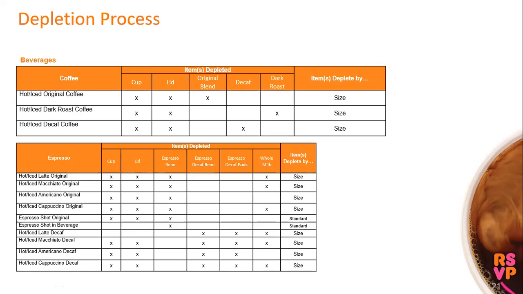Okay, so just looking at this, and I'm just going to use an example probably just from one of each of these. You'll see when you bring in a hot or an iced original coffee, this is going to deplete automatically the cup and the lid. And in this case, since it's an original coffee, it's going to deplete original blend. And you're going to see on the far right side, it's going to deplete by size. So it knows if you ring in a hot original blend coffee, if it's a small, it's going to deplete a small cup, it's going to deplete the lid, and it's also going to deplete the amount of coffee that would come in an original blend small coffee. So it's the same across all of those, whether it's hot iced original, hot iced dark, or hot iced decaf.